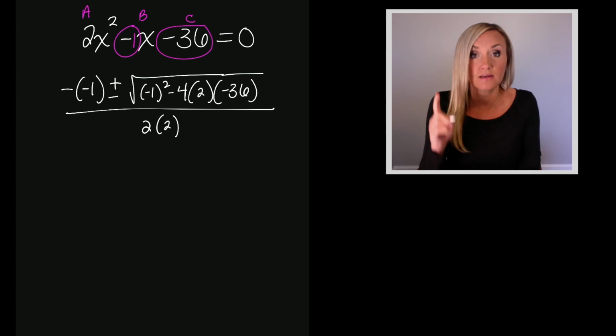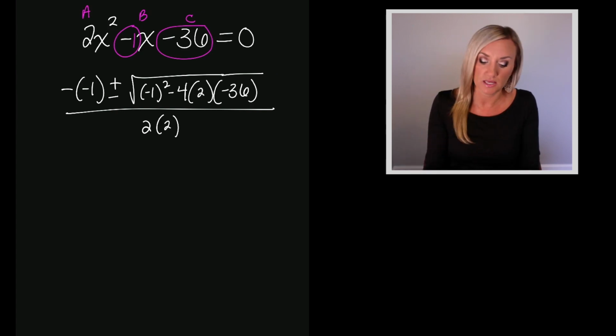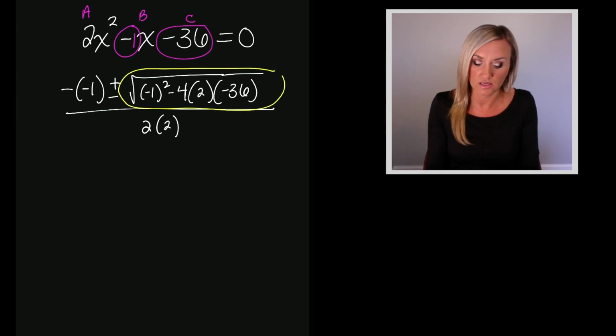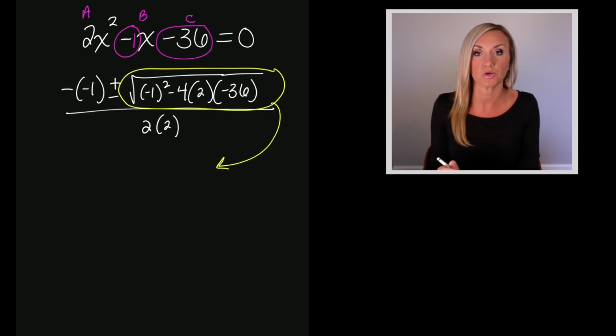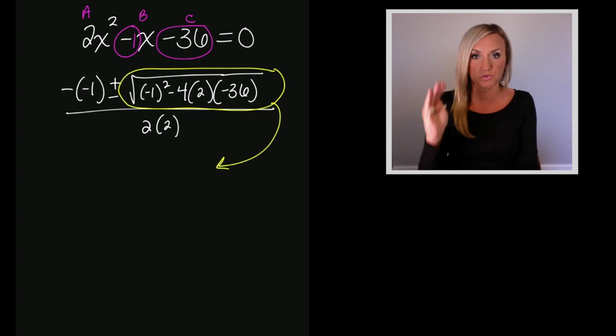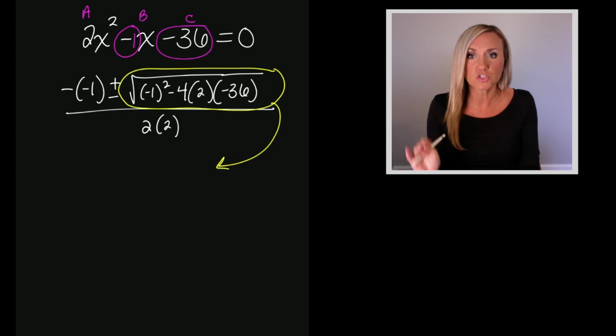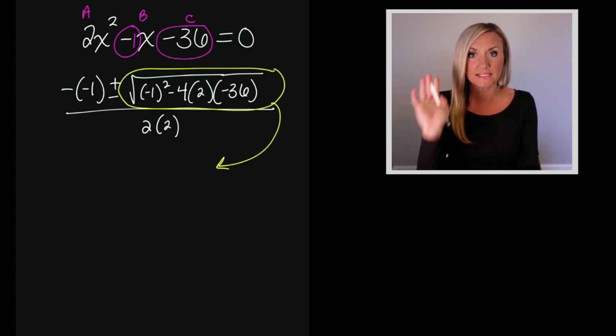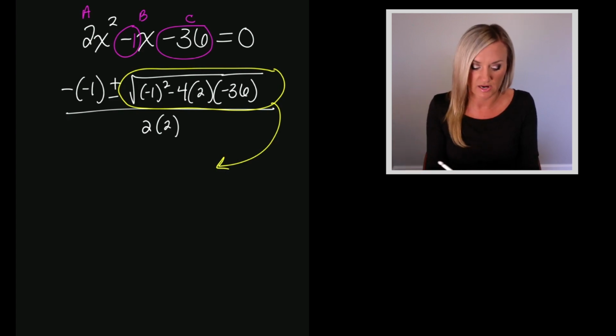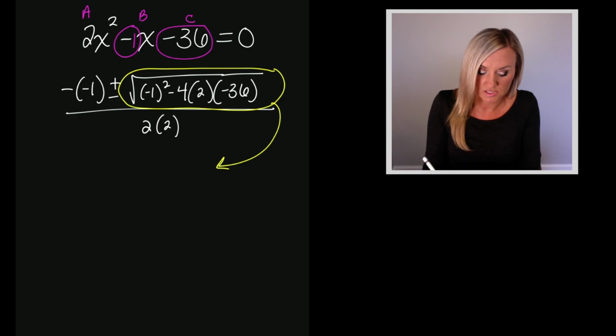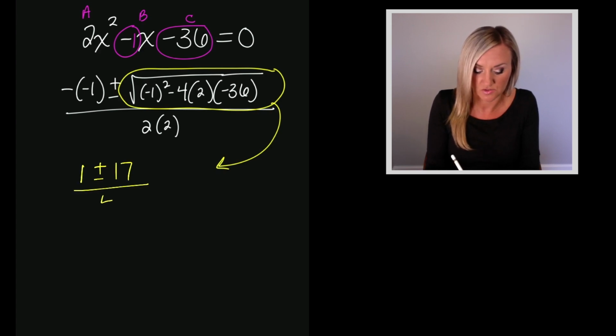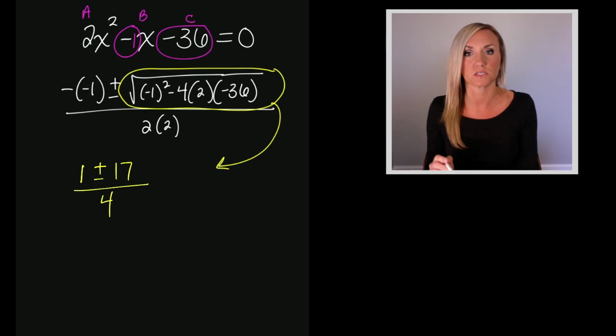All right, so then step number 2 is everything here plug into your calculator, including the square root sign. And so when you do that, you get exactly 17 if you did it correct. So right here you have a negative times negative, which is a positive 1. So what's going to happen is that's going to be 1 plus or minus 17 divided by 4, because the denominator is 2 times 2, which is 4.